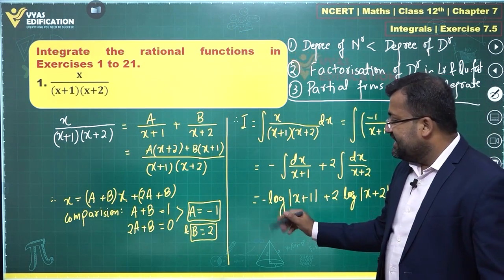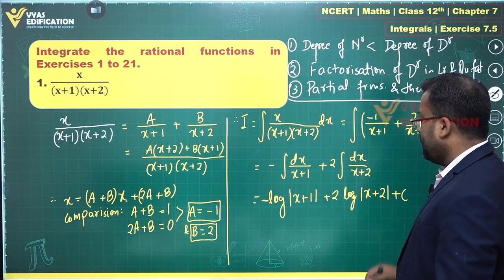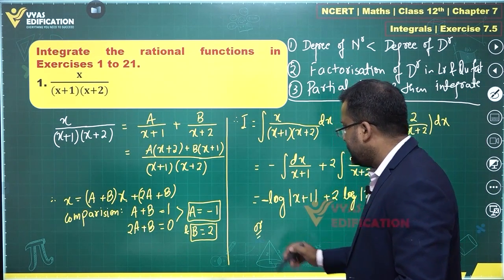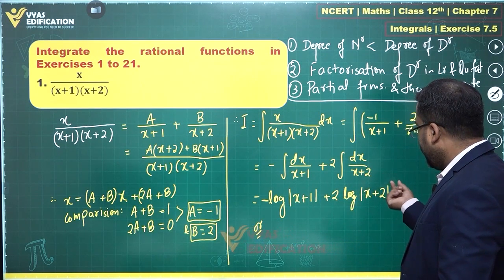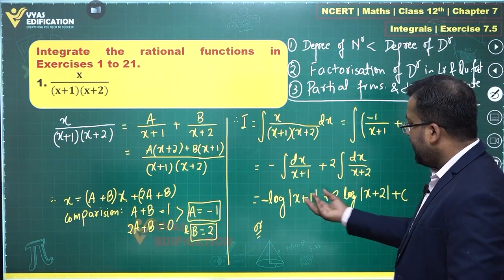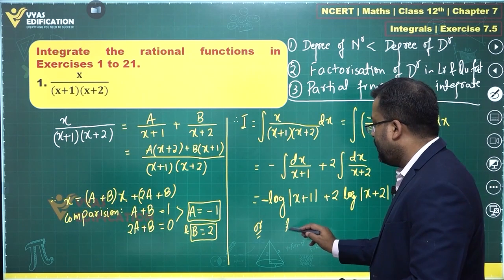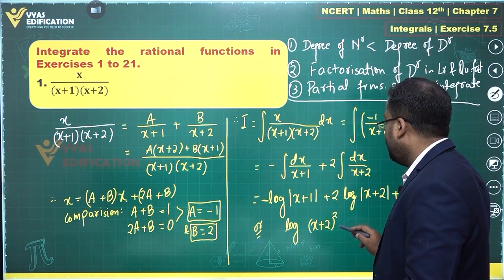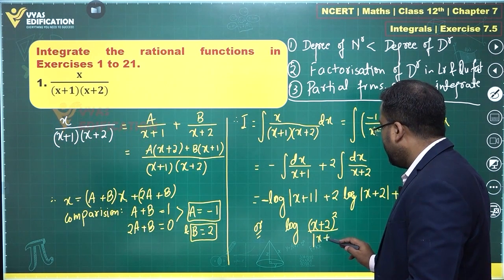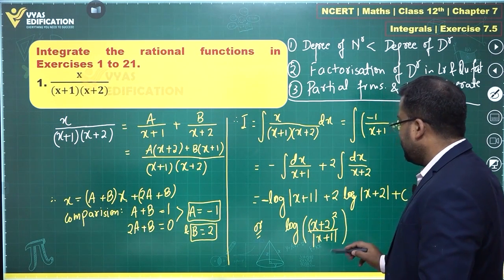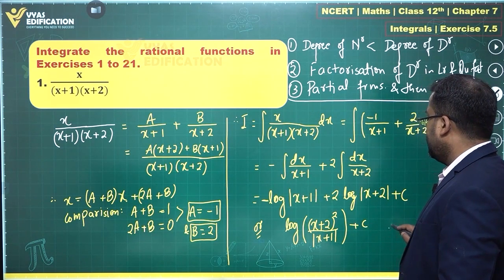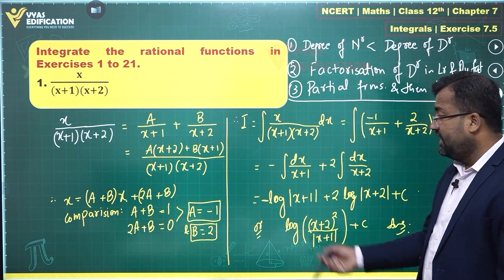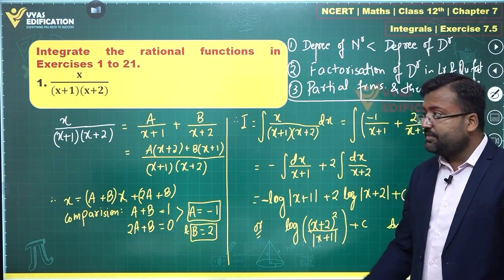So you can leave the answer at this stage, minus of this plus 2 times log of this, or you can combine the two logs. This 2 will go over here in the power of log of x plus 2 square and minus of log x plus 1. So this will become log of x plus 2 square upon x plus 1 and its modulus. This is the expression within the log plus constant term. This or this, any of these forms are okay, right? So that's the final answer for this particular question.